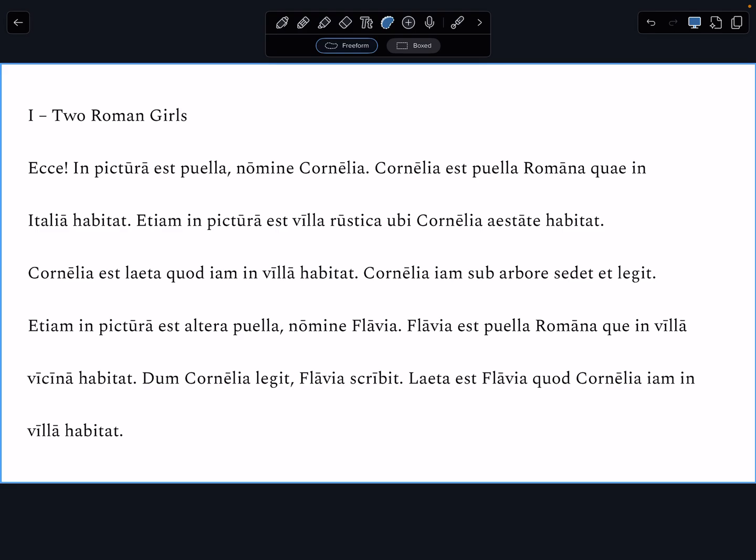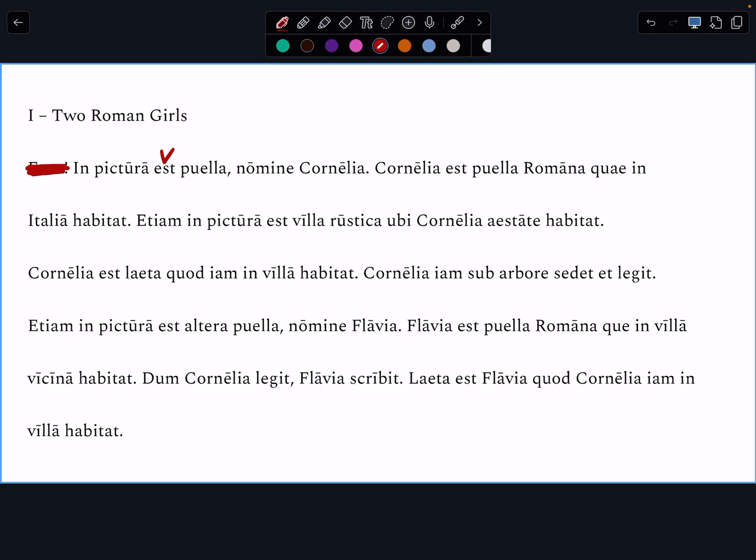So don't worry about marking that up. But: in pictura est puella nomine Cornelia. Let's take that first chunk. In pictura est puella. Find the verb. What's my verb? Careful. Action word. It can be either action or state of being. Est. Okay, so over est, you're going to mark up a V. That's our state of being.